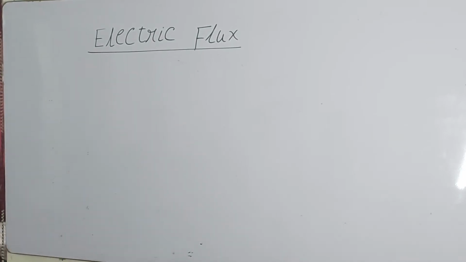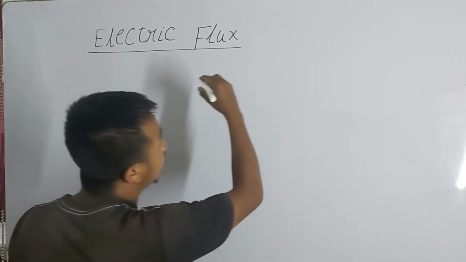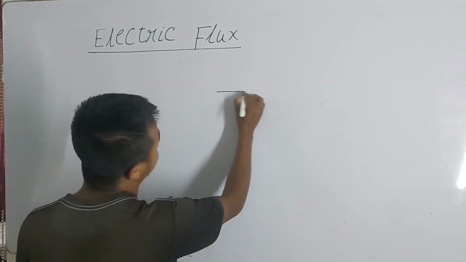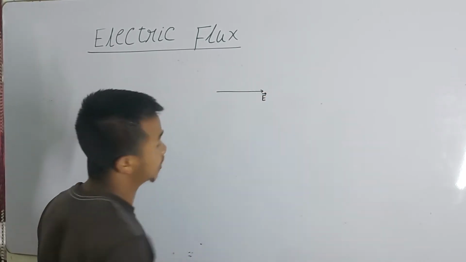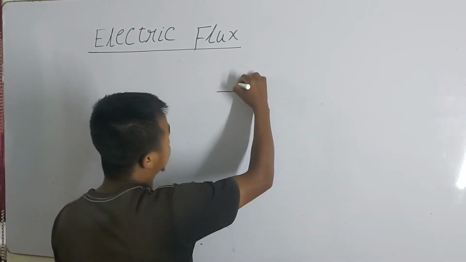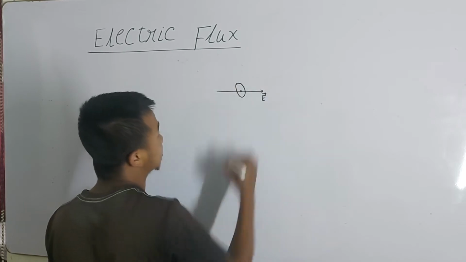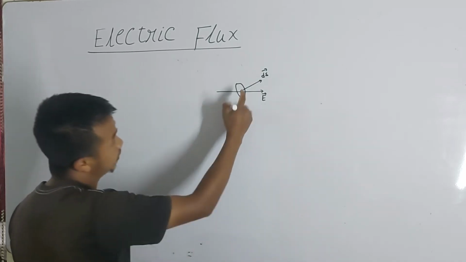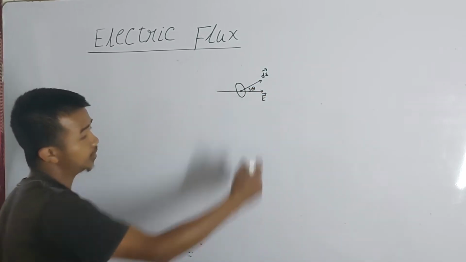The electric flux through a surface inside an electric field is the total number of electric field lines of force crossing the surface in a direction normal to the surface. Now let us consider a small area element ds on this surface. Suppose we have electric field lines in this direction, and we consider a small area element ds, and the direction of this ds is inclined at some angle, say theta, with the electric field lines.